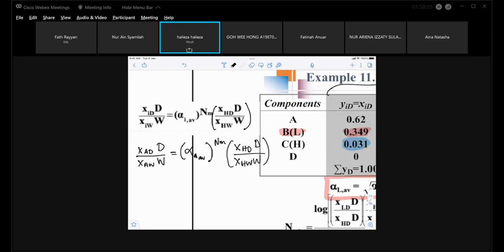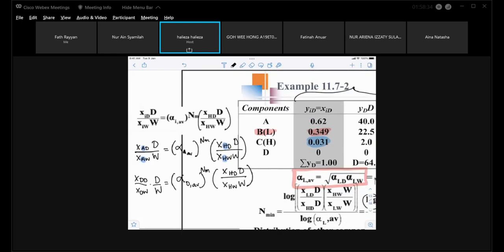This is your heavy key. But you're going to solve for component A, because component A is the one that you don't know. And you do the same thing for component D, because component D is the one that you assumed earlier. That will be the relative volatility of component D, average, to the power of n mean. x_HD is still the same, and x_HW is still the same.